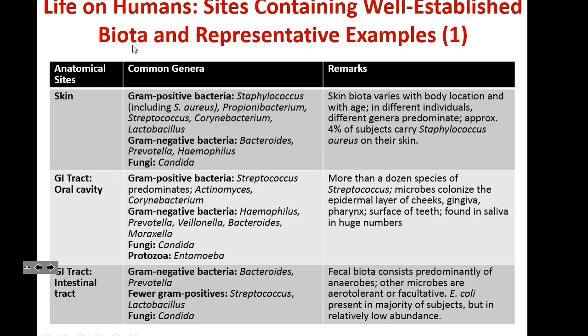Sites containing well-established biota and representative examples. Some anatomical sites: the skin. We know that we have some gram-positive bacteria such as Staphylococcus, including Staph aureus, Propionibacterium, Streptococcus, Corynebacterium, Lactobacillus. These are gram-negative bacteria, Bacteroides, Prevotella, and Haemophilus, and fungi such as Candida.